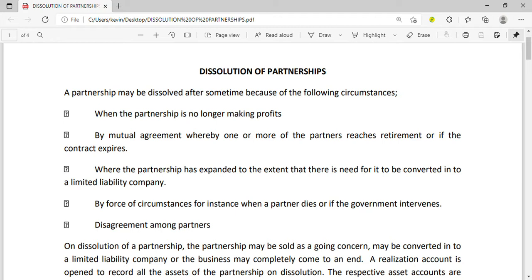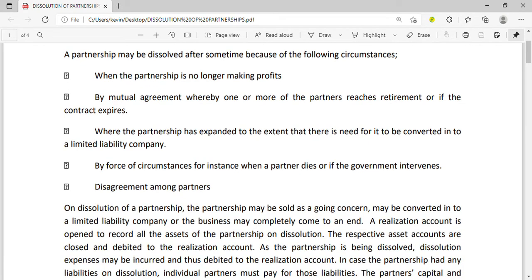First, when the partnership is no longer making profit, the partners may decide to dissolve the partnership, to put it to an end. Secondly, by mutual agreement, whereby one or more of the partners reaches retirement, or if the contract expires, they can agree to dissolve the partnership. And thirdly, where the partnership has expanded to the extent that there is need for it to be converted into a limited liability company, they can decide to dissolve it and then convert it into a limited liability company.